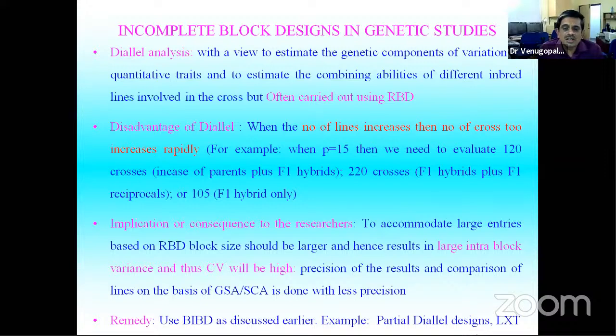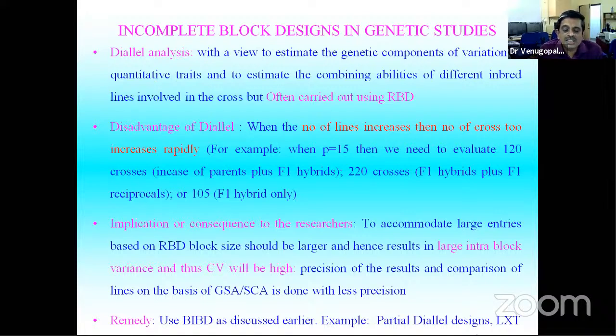So what is the consequence of this? What is the interpretation of this diallel analysis? The people will be interested to estimate the best combiner, that is the GCA and the SCA effects. So these effects will be estimated with a lesser precision. So what is the way out?